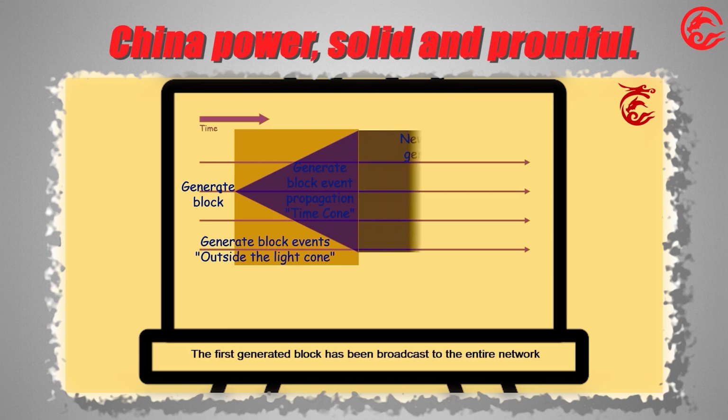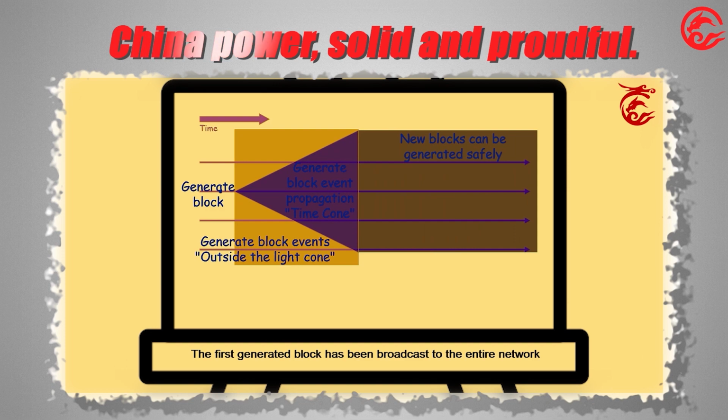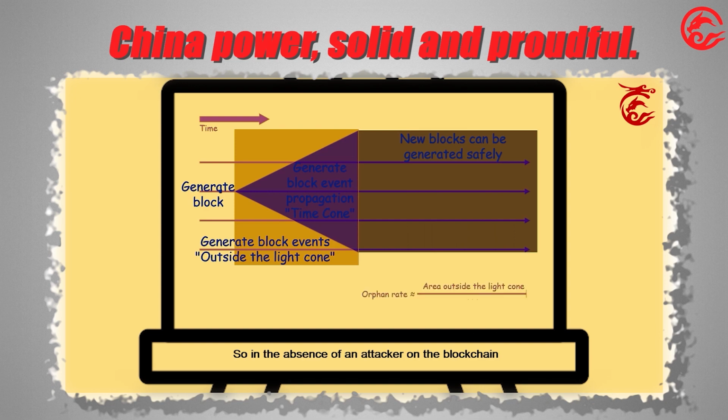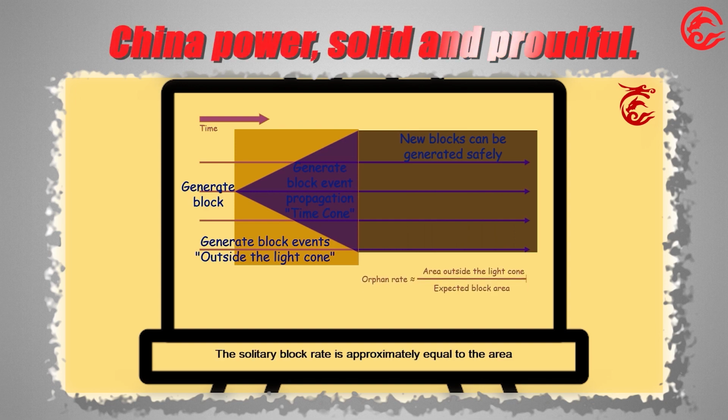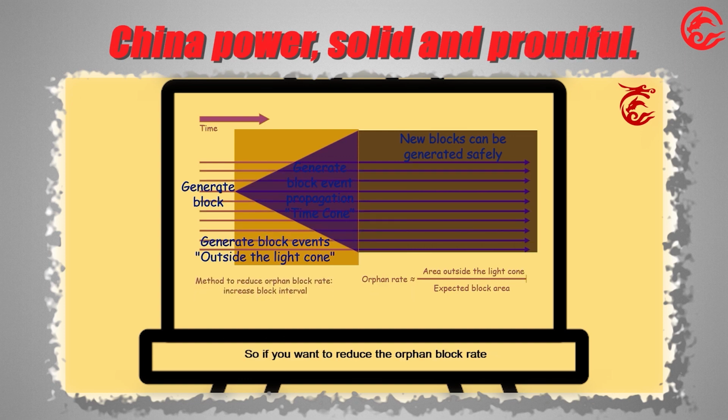But afterward, the first generated block has been broadcast to the entire network. If the nodes are all honest at this time, they will refer to the previous block when they regenerate the block, and then it belongs to a relatively safe state. So, in the absence of an attacker on the blockchain, the orphan block rate is approximately equal to the area outside the light cone divided by the expected block interval area. So if you want to reduce the orphan block rate, it is necessary to reduce the area outside the light cone, or increase the interval area of the block.